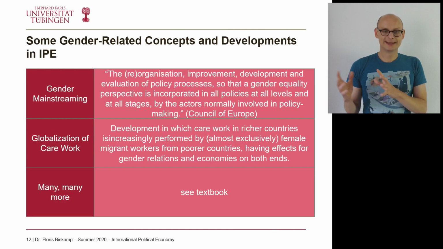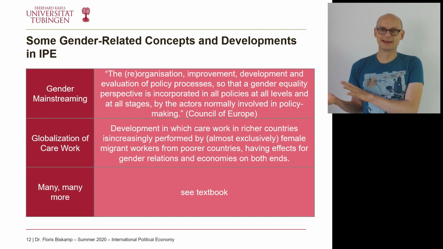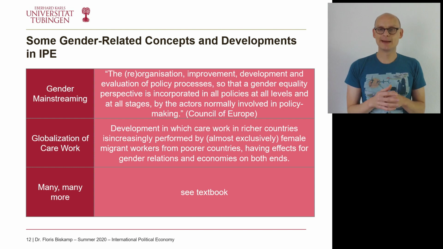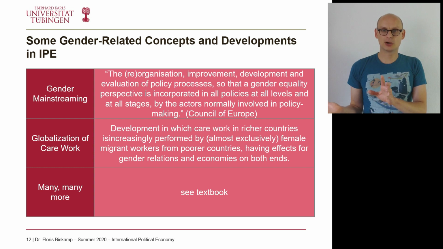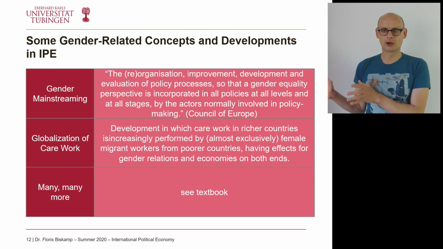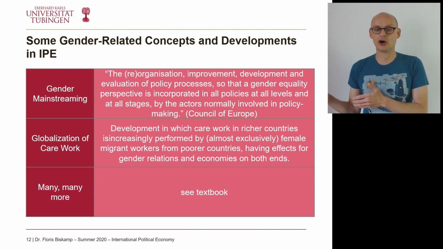Last point in the section is just some points of concept and developments in IPE, just as examples that relate to gender. First, we have this idea of gender mainstreaming, which is named in the textbook, which is why I pick it up here. And I also pick it up because, not only in the German debate, but particularly there, there are grave misconceptions of the idea of gender mainstreaming. Sometimes it sounds like it's something very, very radical. Sometimes it sounds like it's about taking the penises away from someone, and it is not.